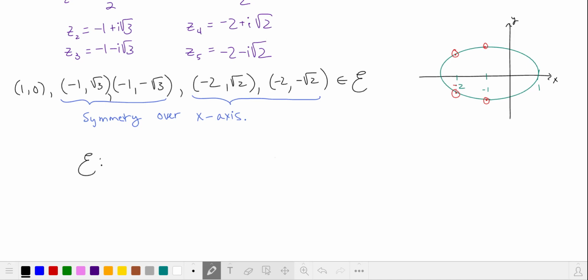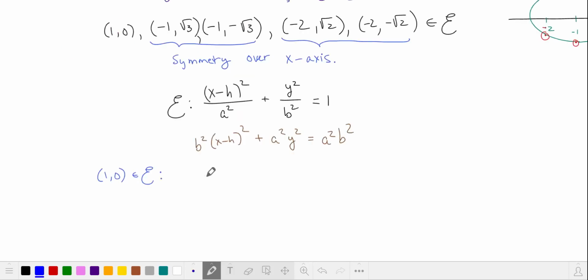The equation for an ellipse that's centered over the x-axis like this looks like this. Let's multiply by the denominators to get rid of the fractions. Since the point (1, 0) is on our ellipse, we can plug in for x equals 1, y equals 0. Solving for a squared, let's try the point (-1, √3) on our ellipse.